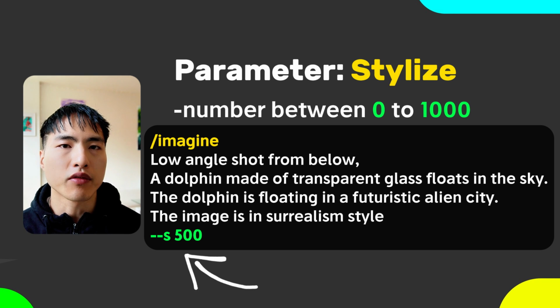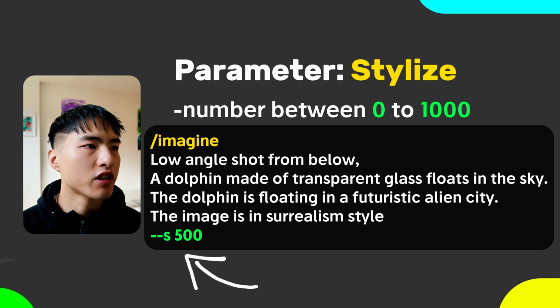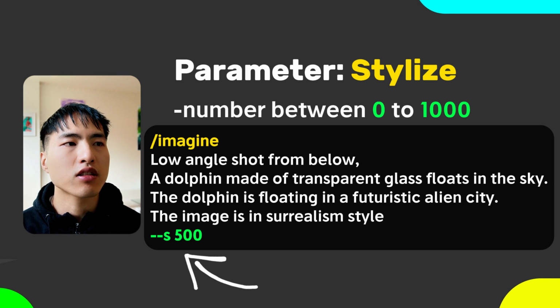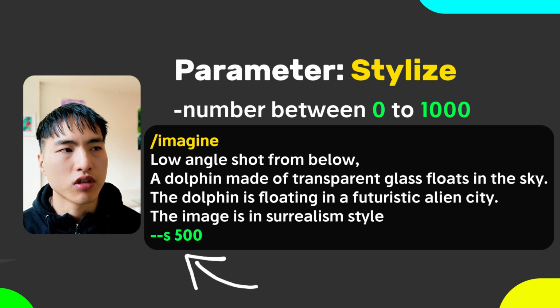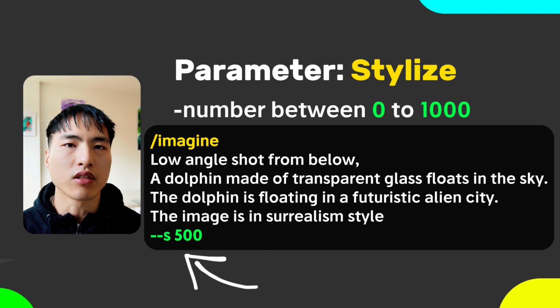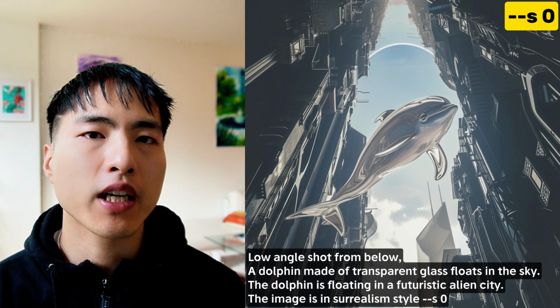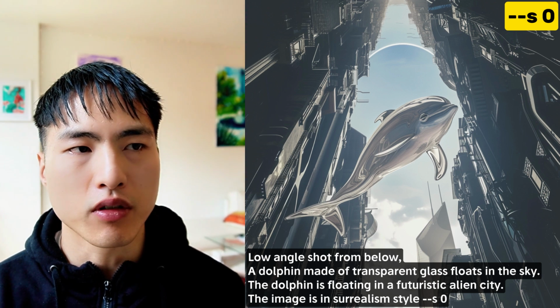After that is a parameter value. In this case, that's a number between 0 to 1000, where 0 is no stylization and 1000 is a maximum amount of stylization. Let's compare images generated with different amounts of stylization. The lower values have more plain images, without too many special effects.